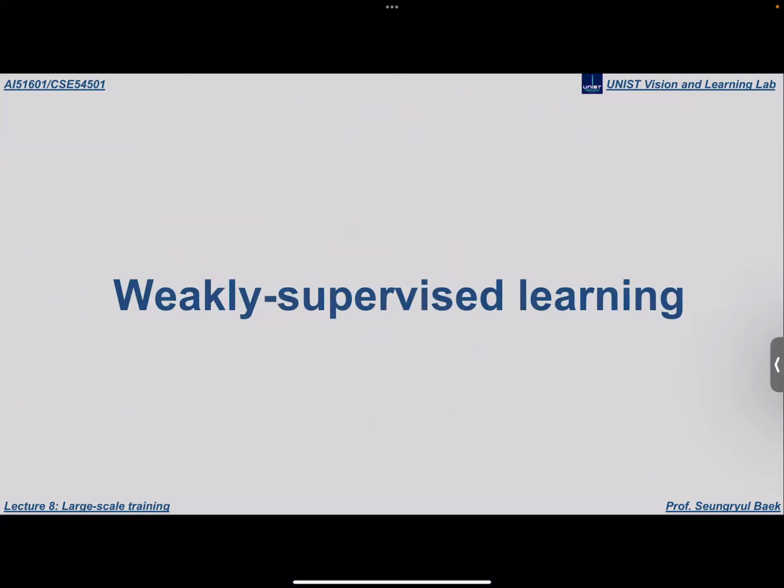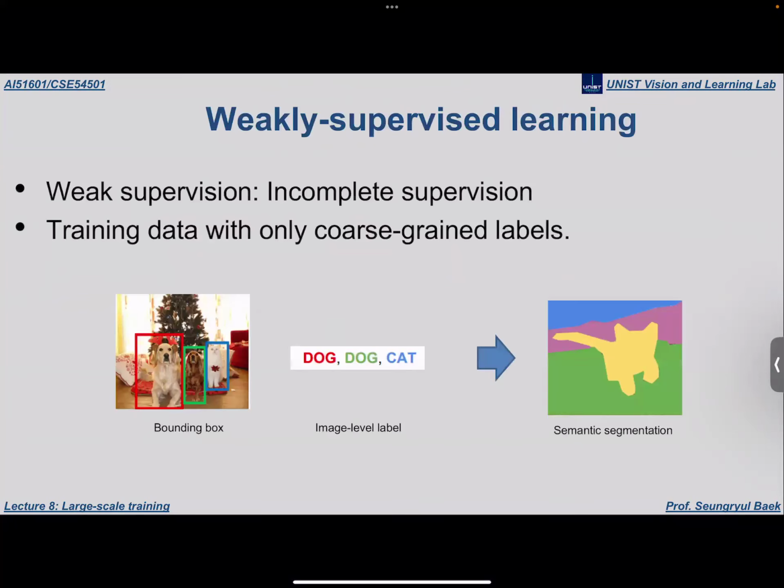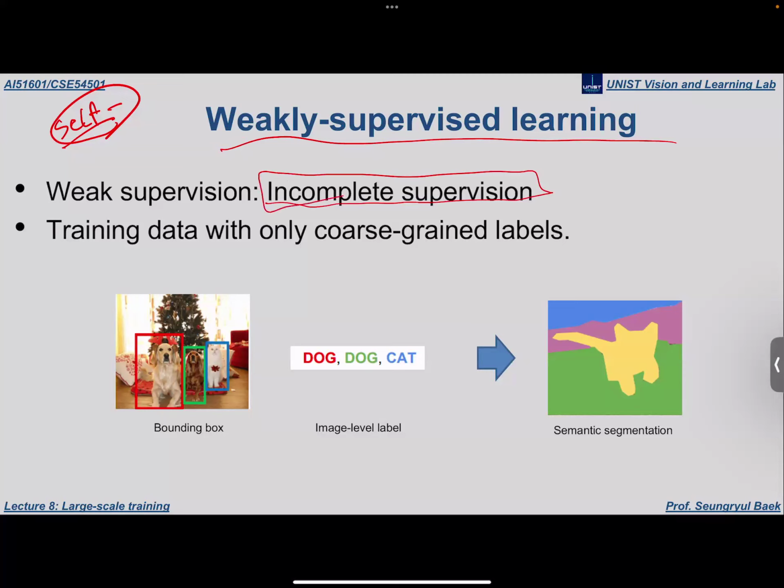And the next thing is weakly supervised learning. Self-supervised learning means we will not use any manually obtained supervision. But in the weakly supervised learning concept, we will use some weaker supervision, which is incomplete compared to the full supervision.